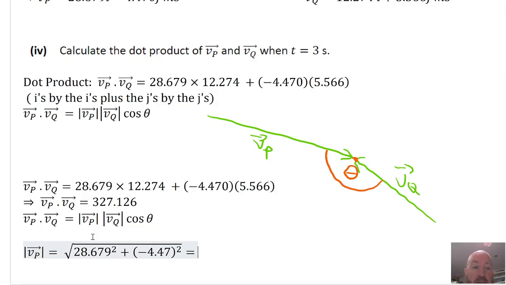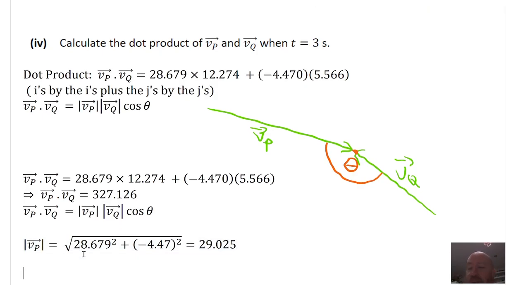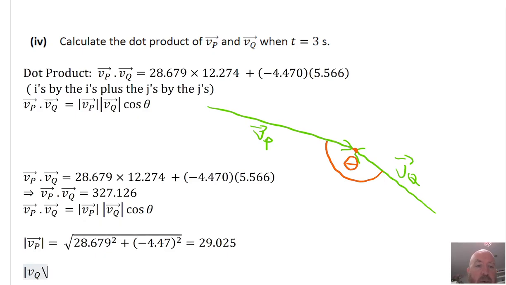So it's just c squared equals a squared plus b squared. So 28.679 squared plus 4.47 squared, and we're going to square root that, and that gives us 29.025, which I feel happy with, because we're going to get up to 327. So I think it's okay that we're at 29 at the moment, because 29 by 20-ish is going to be 327, which is roughly what we want.